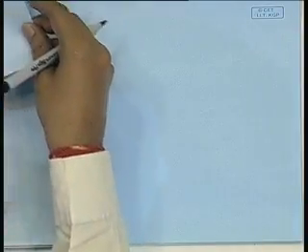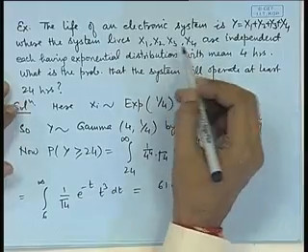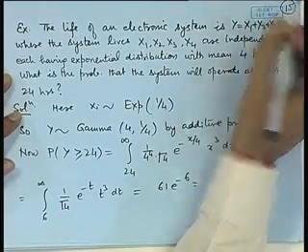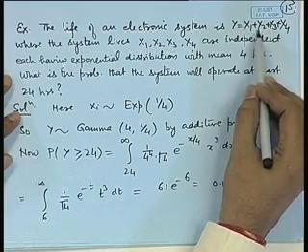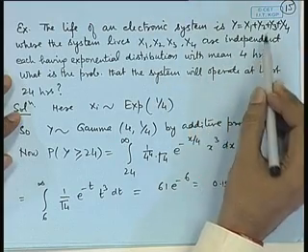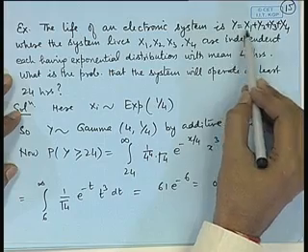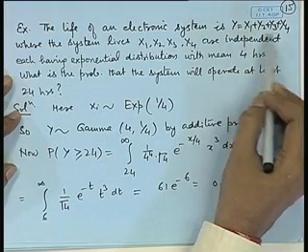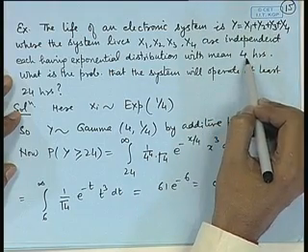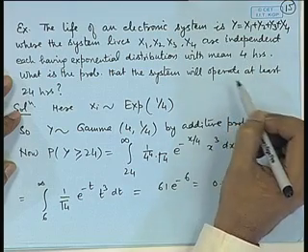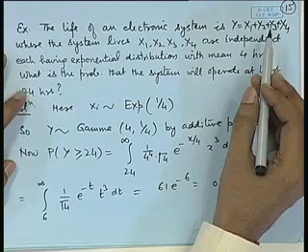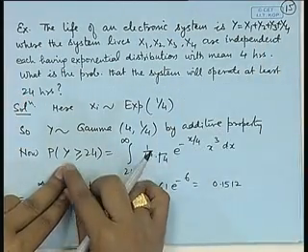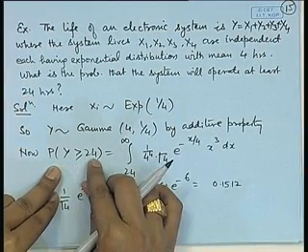We look at some applications of the additive properties here. Suppose the life of an electronic system is described as the sum of 4 independent exponential lives. So, Y is X1 plus X2 plus X3 plus X4, and each of the Xi's is exponential with mean life 4 hours. What is the probability that the system will operate at least 24 hours? That means we are interested in finding the probability of Y greater than or equal to 24.